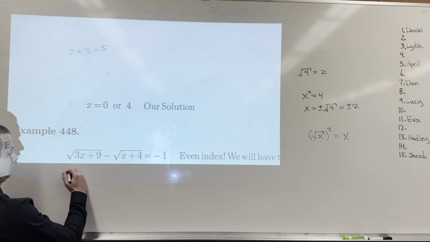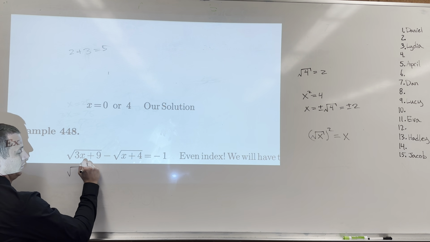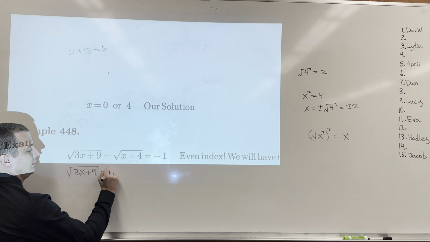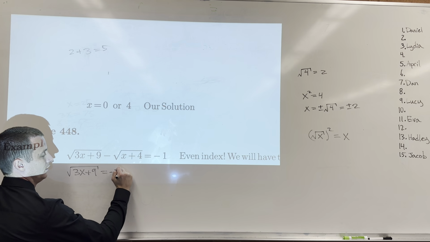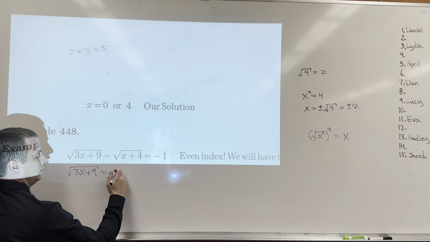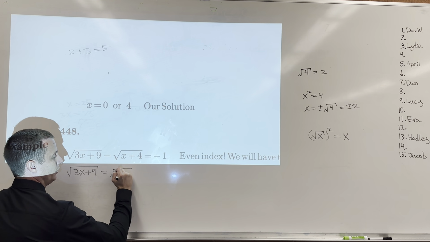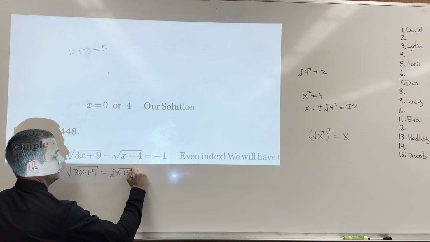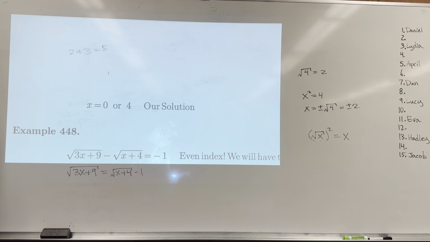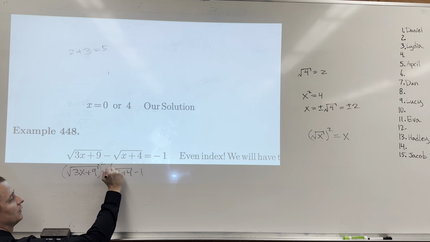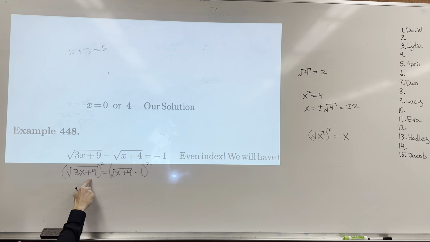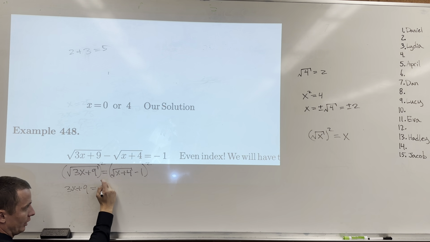So I'm going to get that the square root of 3x plus 9 is equal to negative 1. Maybe I'll write the square root first. The square root of x plus 4 minus 1. Good? Yes. And now we square both sides. So I'm going to take this side, I'm going to square it. I'm going to take this side, I'm going to square it. Over here, we're just left with 3x plus 9. Over here, we're left with this times this, which is x plus 4.